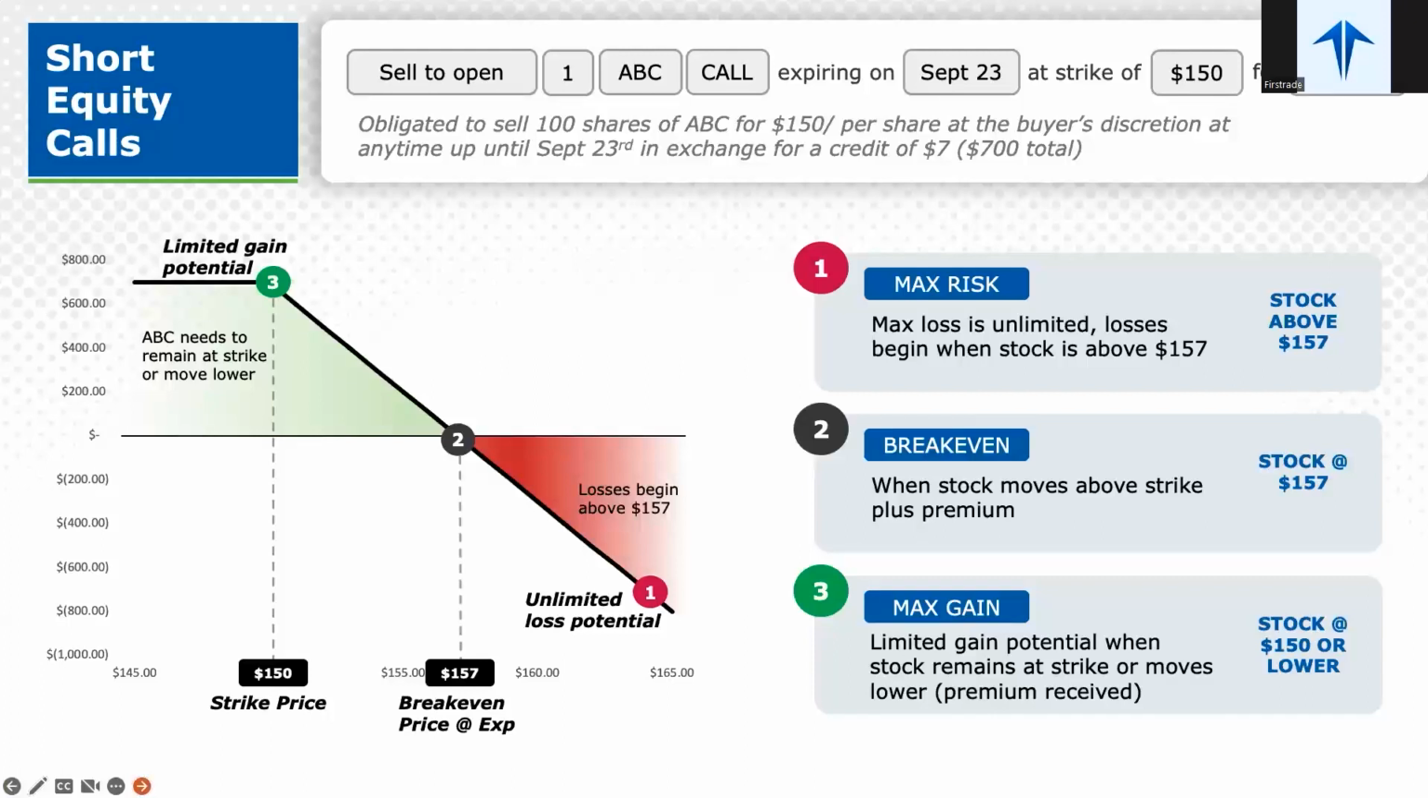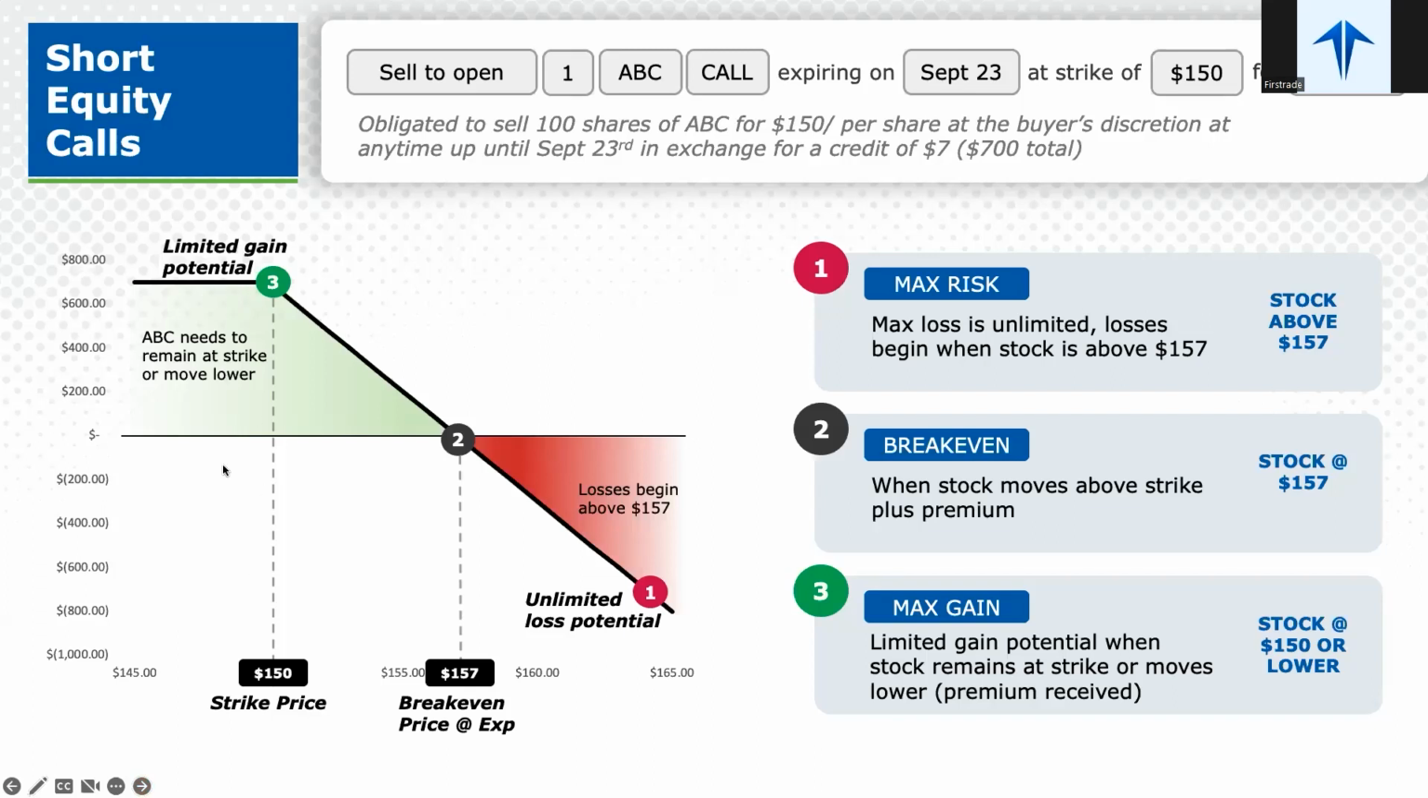It just flips completely. If you have unlimited risk potential on the short call side, we have unlimited gain potential if we were to buy that option. We start losing money when we reach our break even point on the long side, and the inverse is, I'm sorry, we start gaining money when we break the break even point on the long side. We start losing on the short side, and then we have limited gain potential on the short side, but limited loss potential on the long side.